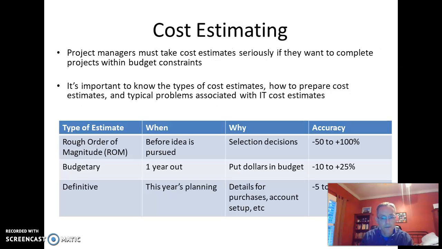Cost estimating. There are three different ways of coming up with estimates. Before you decide to pursue something, there's a rough order of magnitude. Look, we think this is a good idea. We think it'll cost about $1 million. Fine, we think it's worth that. If it's $2 million, it's probably not worth it.